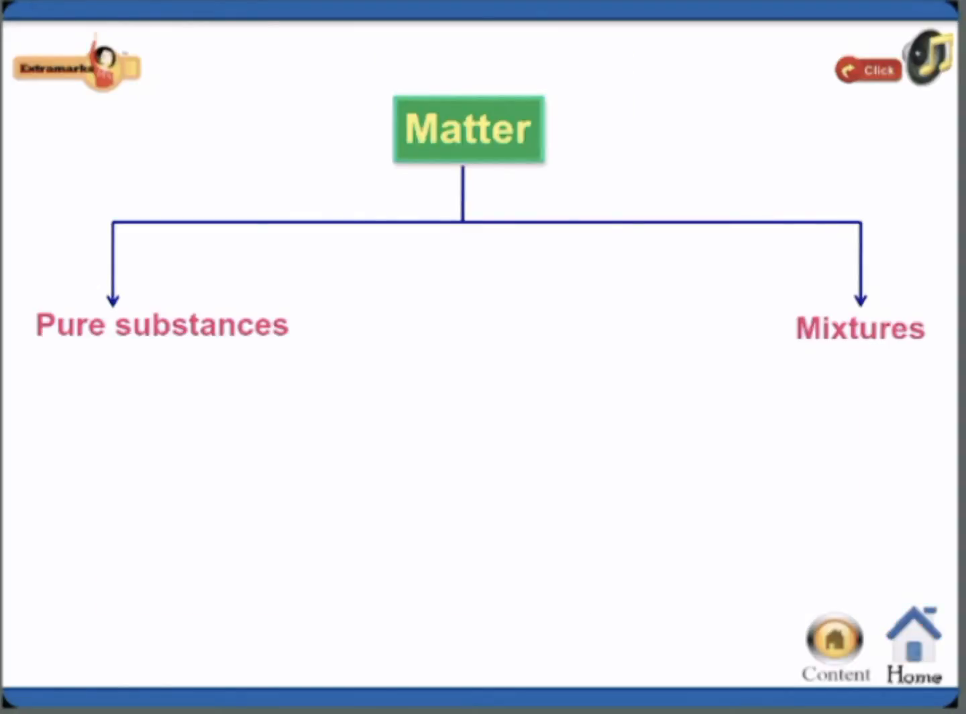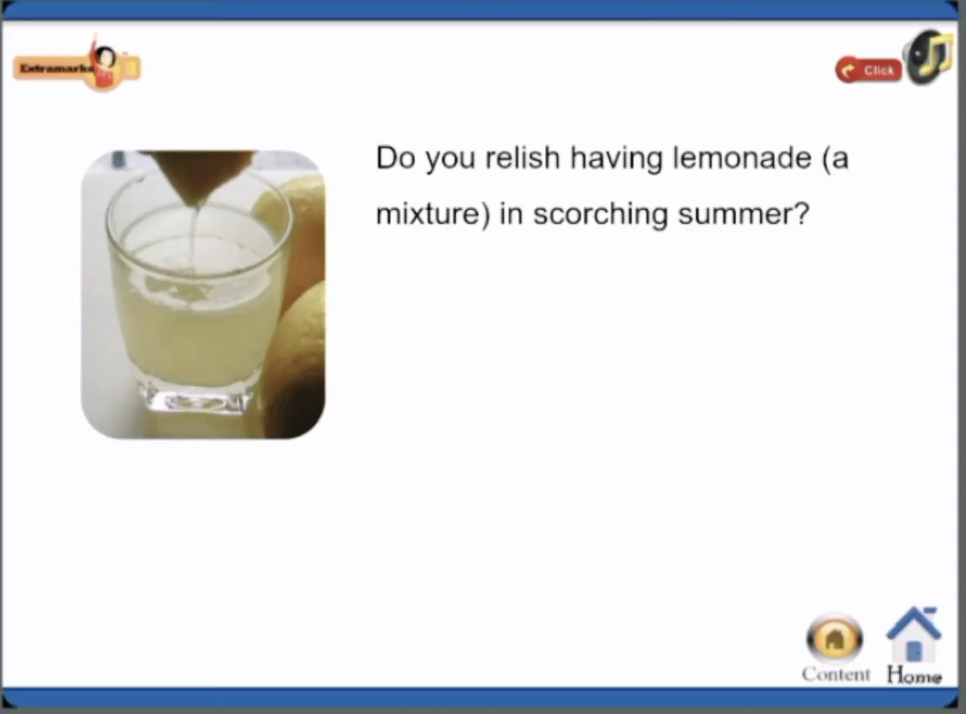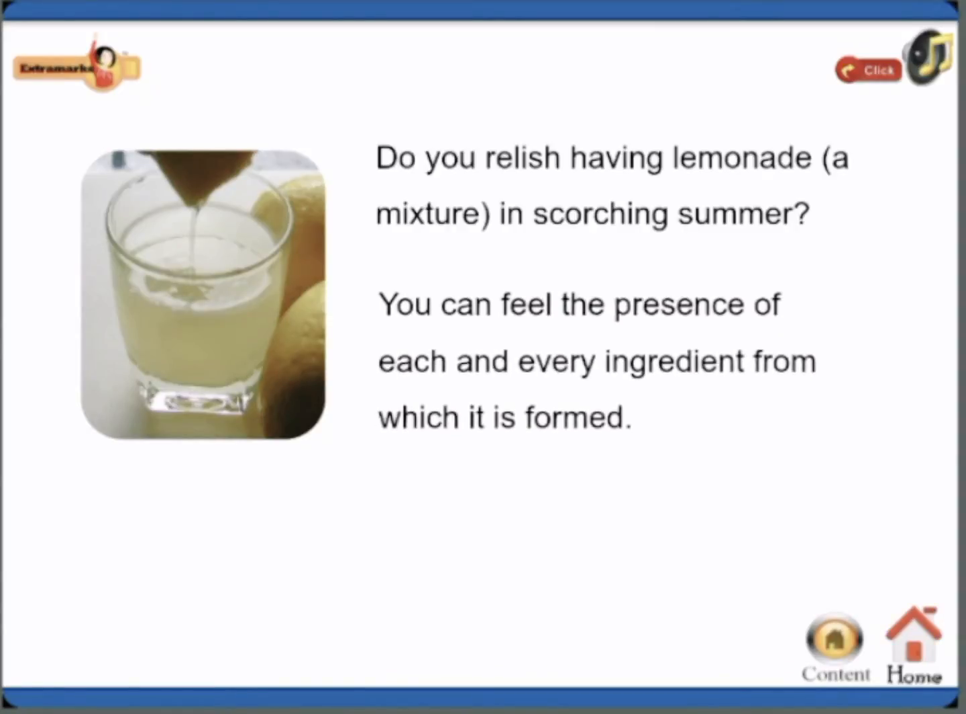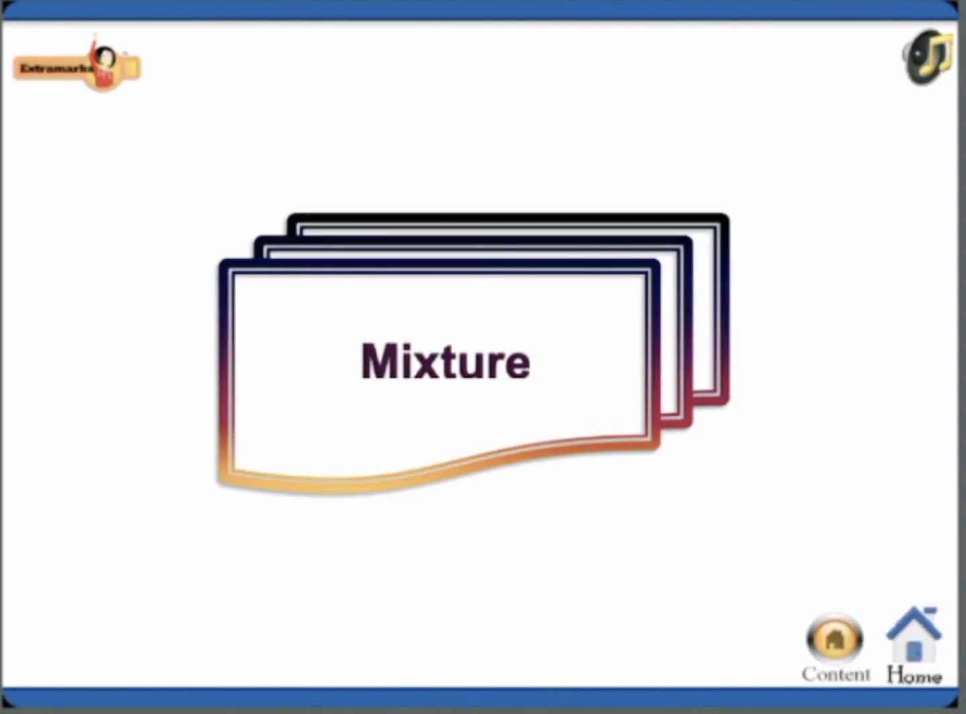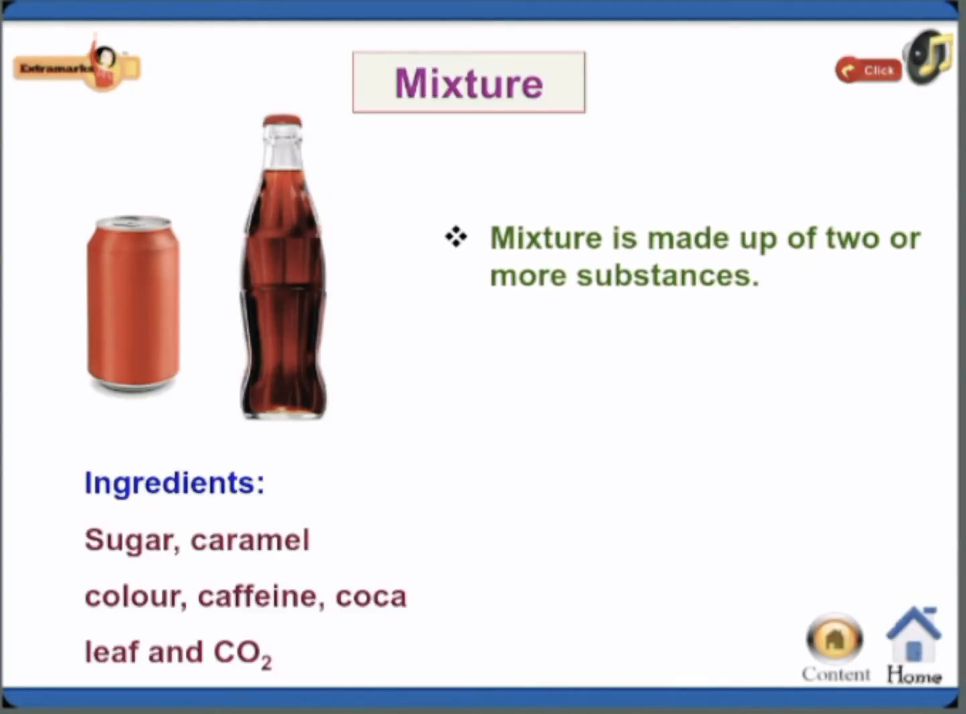Depending on the existence, matter can be classified into pure substances and mixtures. You relish having lemonade, which is a mixture, in scorching summer. You can feel the presence of each and every ingredient from which it is formed. A mixture is made up of two or more substances.